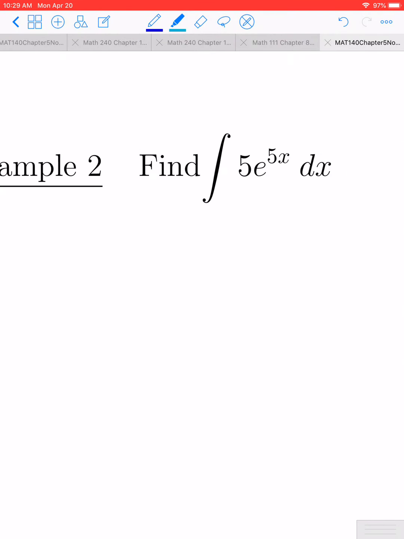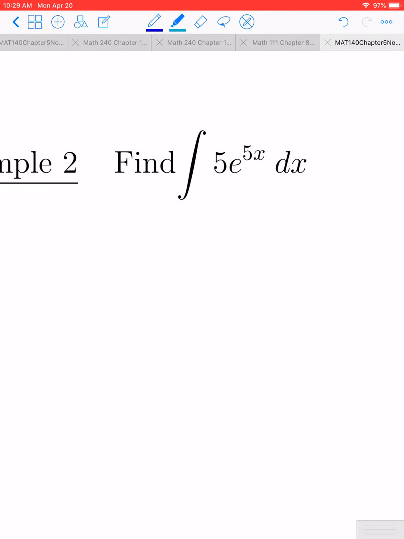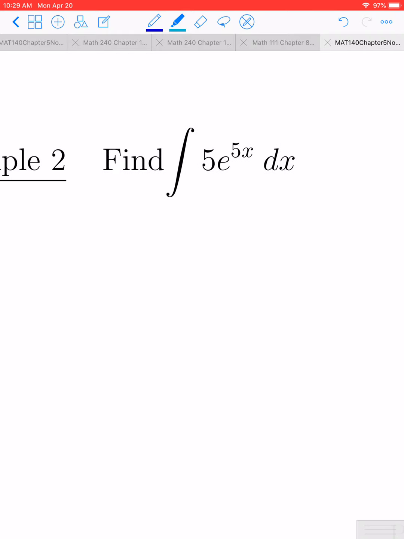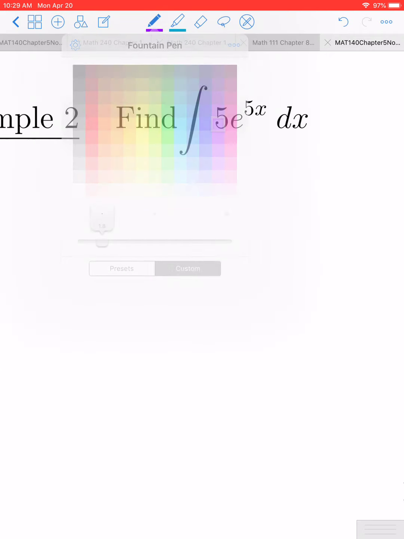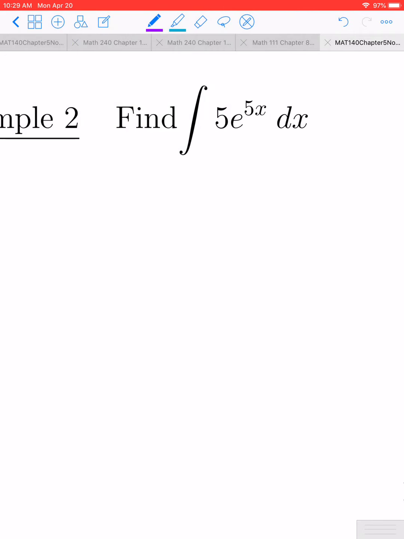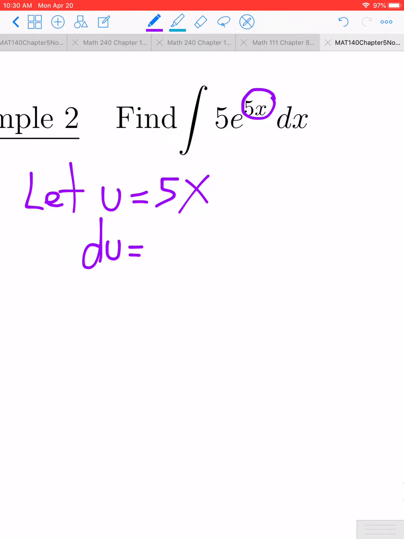Let's take a look at example 2. We want to find the antiderivative of 5e to the 5x dx. This is another one where we can do a u-sub. It's not just the antiderivative of simple e to the x. It's the antiderivative of 5e to the 5x. So let's go ahead and let u, in this case, be the exponent of e. We know that with an exponential, it's the exponent that's typically the inside function of a composition. If u is equal to 5x, then du would be equal to 5 dx by taking derivatives of both sides.